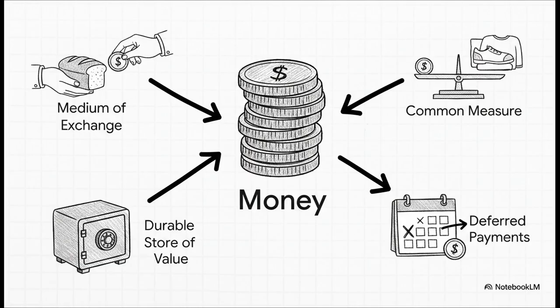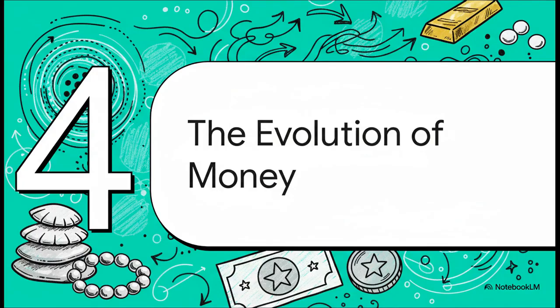You had a common measure to value everything, so no more endless arguing over prices. And you had a durable store of value that wouldn't rot or die. It wasn't just an improvement, it was a total revolution. But money didn't just pop into existence as the coins and bills we know today. Oh no. Its history is this long, fascinating, and sometimes really weird story. So let's take a look at how it evolved.